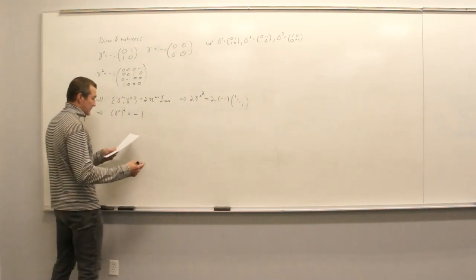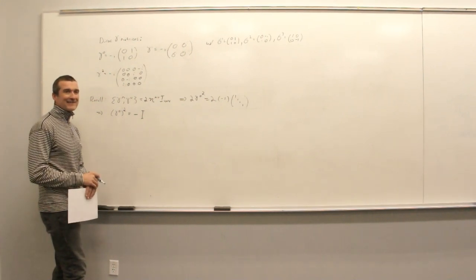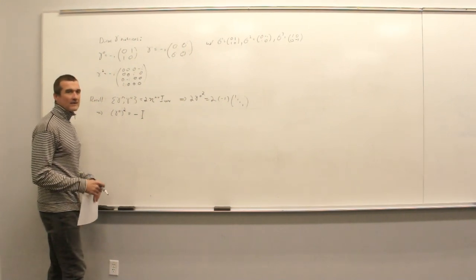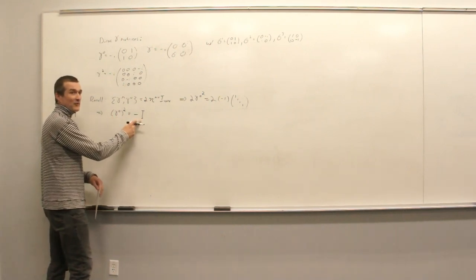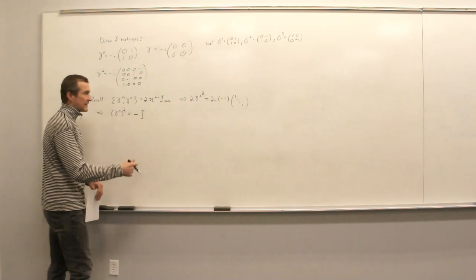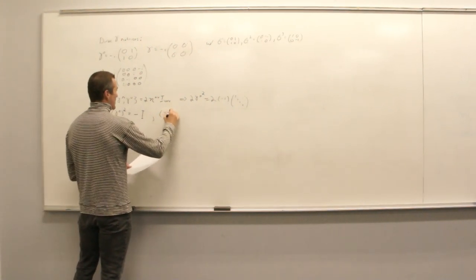If it makes you feel better, I'll put little top and bottom on my identity, but I usually write it as 1. You just have to understand this is a 4x4 matrix, so the right-hand side has to be a 4x4 matrix. So if I write 1, it's the identity. So, what about gamma I squared?